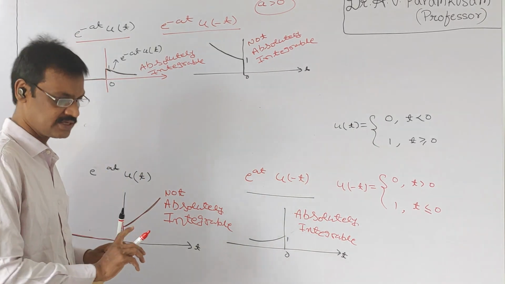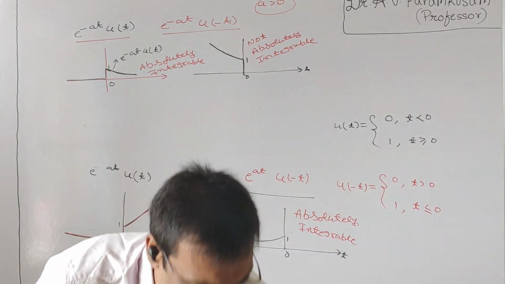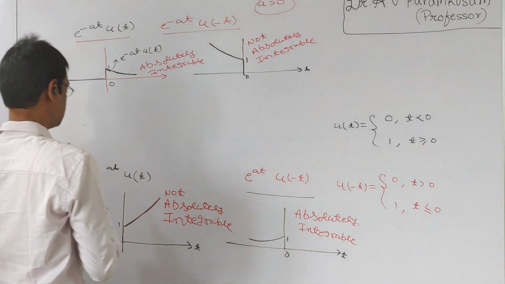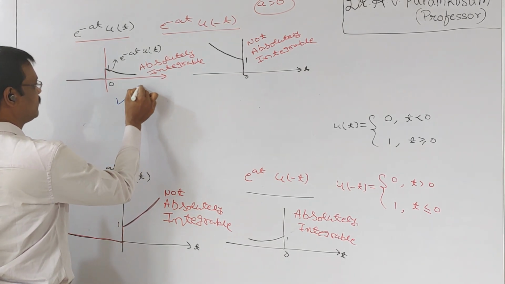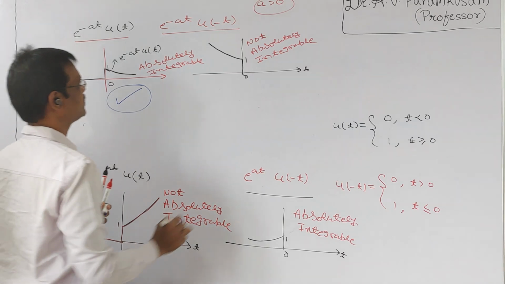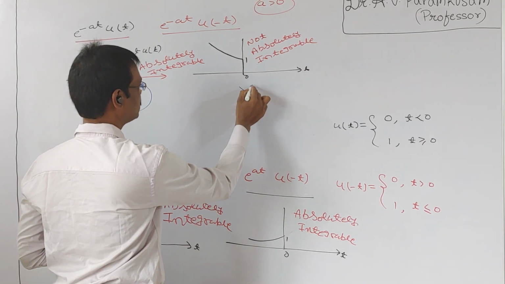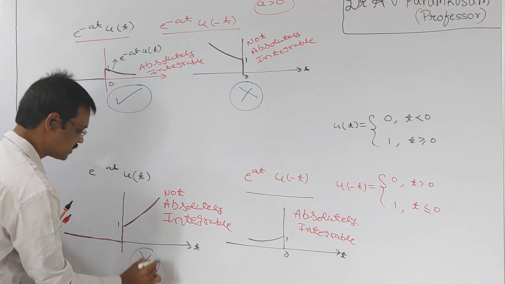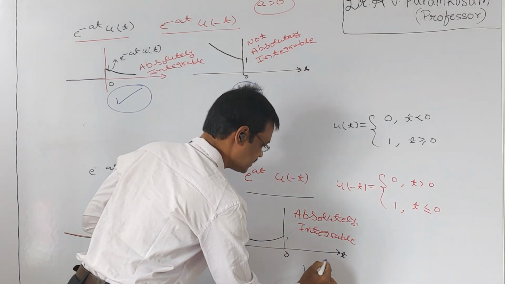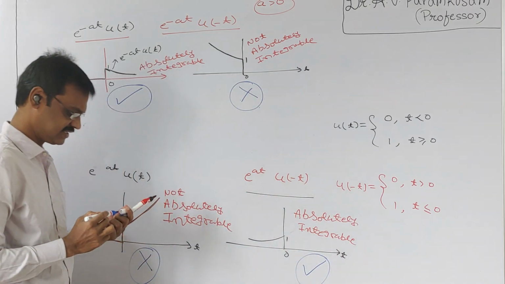So now can you tell me for which signals the Fourier transform exists, and for which signals the Fourier transform does not exist? You can easily tell that for this signal the Fourier transform exists. For this signal the Fourier transform does not exist. For this signal the Fourier transform does not exist. For this signal, the Fourier transform exists.